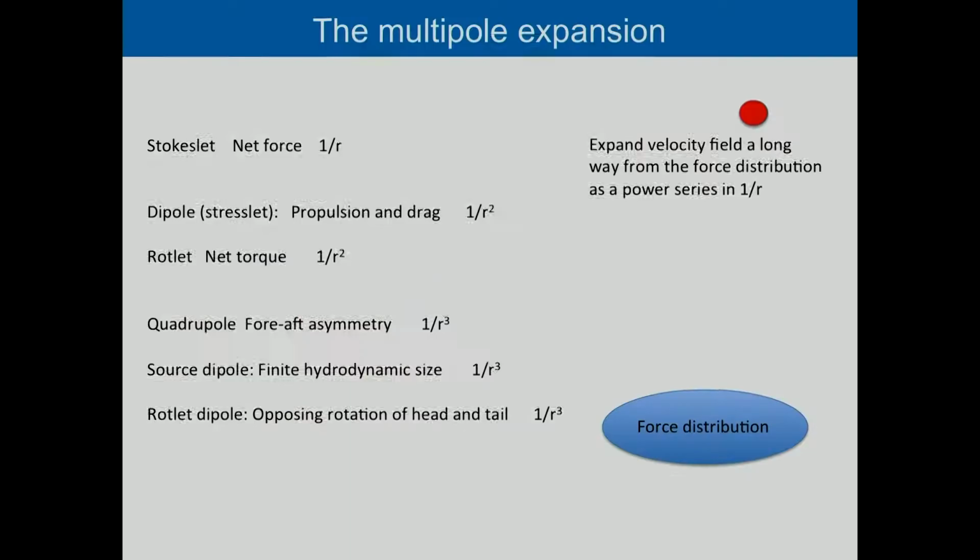Okay, so I just wanted to say a little bit more about how this multipole expansion works. So what I'm going to say with this slide is just the same thing again in slightly different language, because it doesn't hurt. What you're doing is that here's your swimmer, or several swimmers, and they're exerting forces. So you have a distribution of forces down here. And what you're trying to do is find the velocity field a long way away. And you're doing it as an expansion in 1 over r, 1 over the distance. And that's called a multipole expansion.